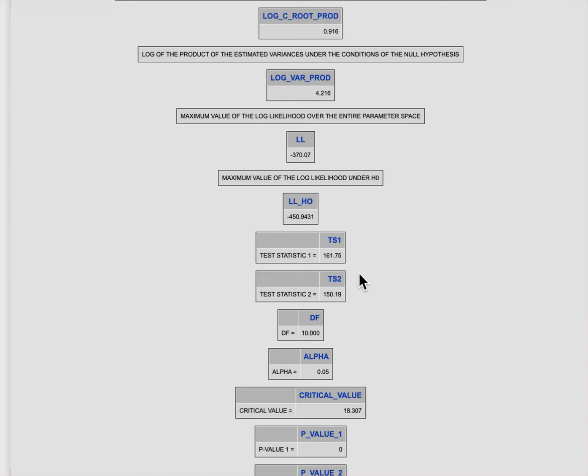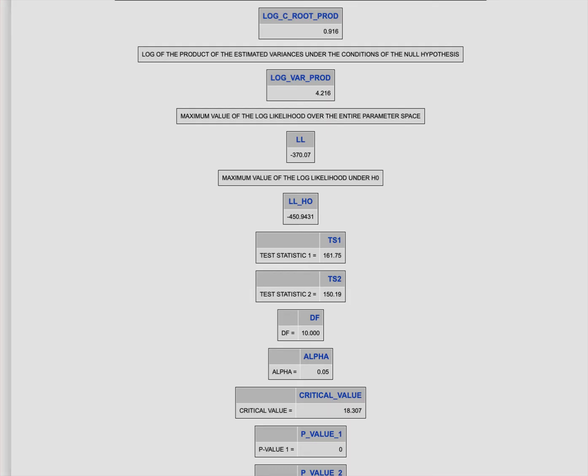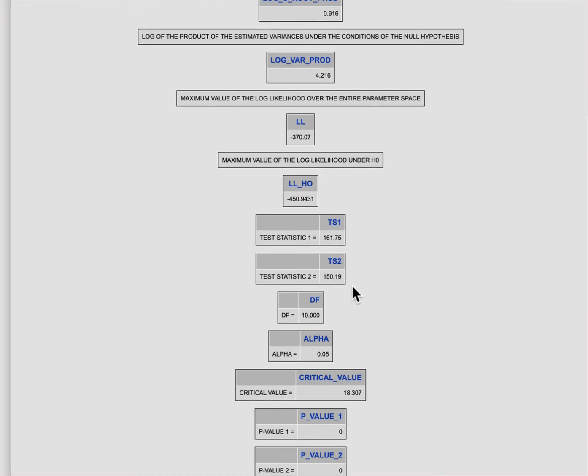So I always recommend that you retain the full precision of all the values in your calculations that is possible by doing all the calculations in the calculator itself and then rounding only at the final result. So the first form of the test statistic for this test is 161.75. If we use the second formula, then the second form of the test statistic is 150.19.